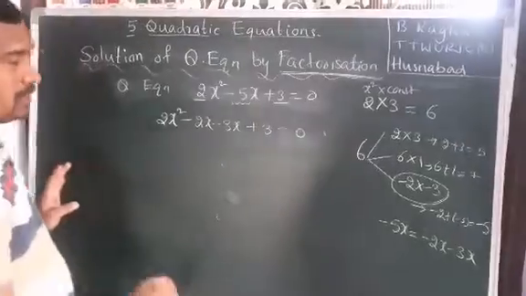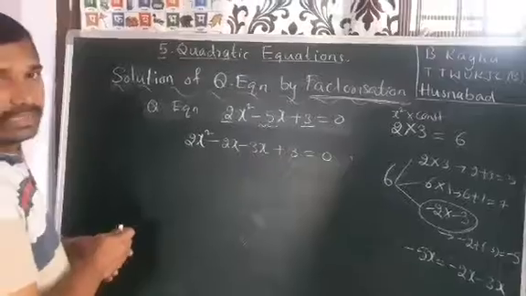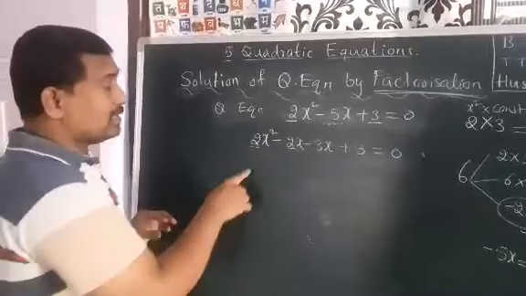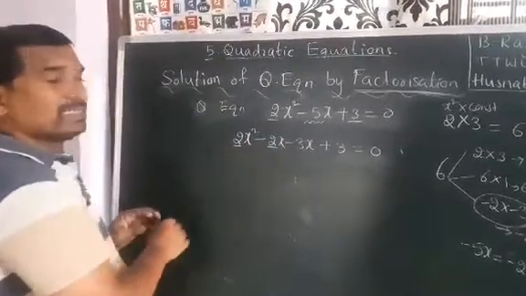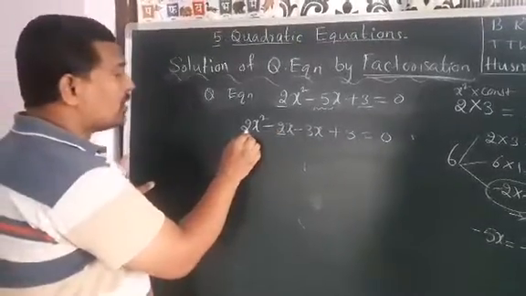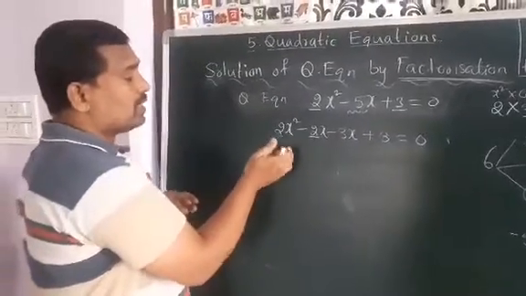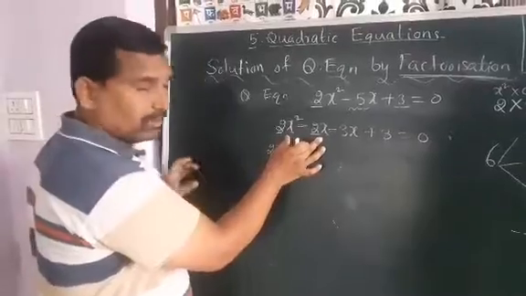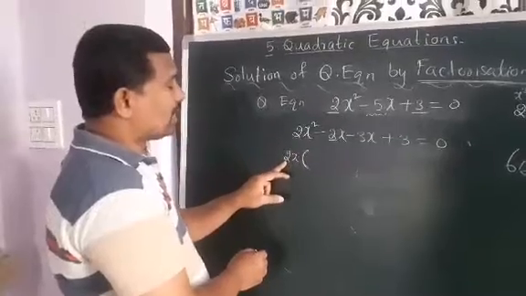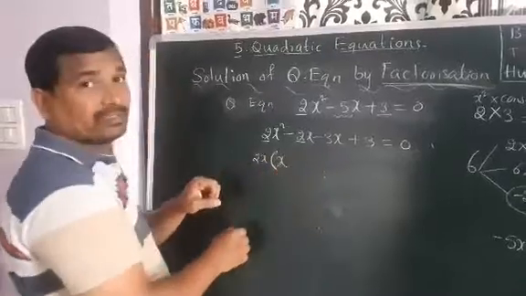Now in these first two terms, what is the common factor? First the number 2. 2 is a common factor. Here x square and x, 1x is a common factor. x square is nothing but x into x. Here 1x is there. So 2x is the common factor, and we take 2x common from these two terms. What is the remaining? Taking 2x common, the remaining is x.